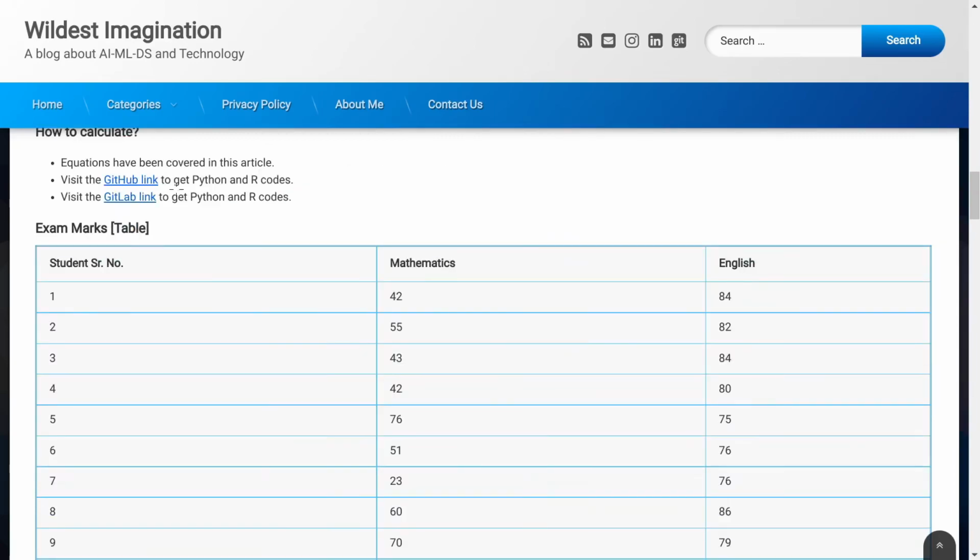Now, how to calculate this mean, mode, and median, along with geometric mean, arithmetic mean, and harmonic mean? For that, the formula portion we will see in the next session.